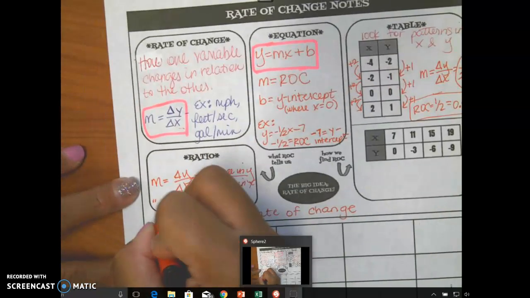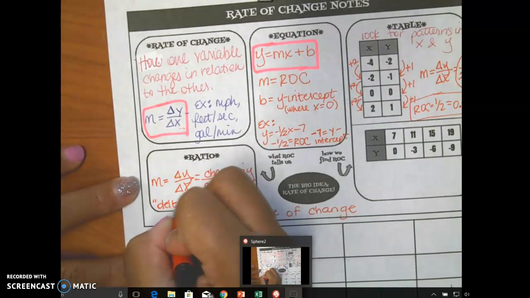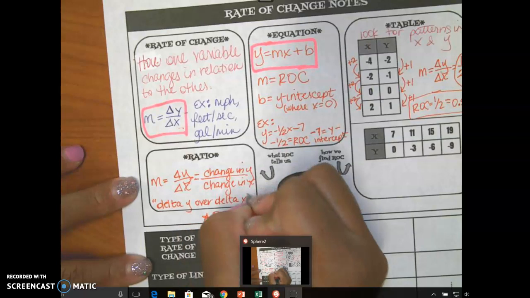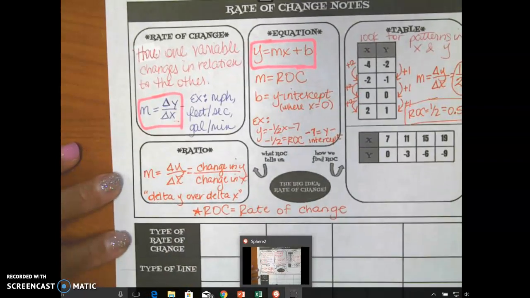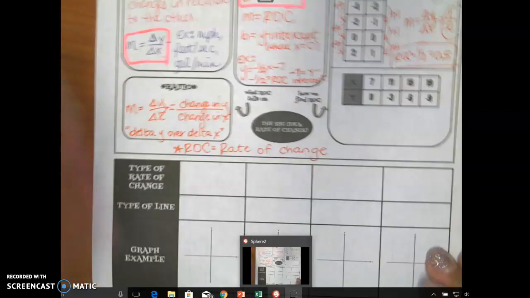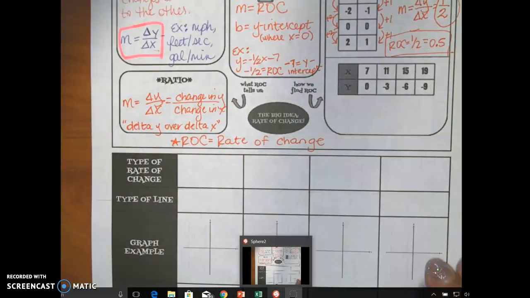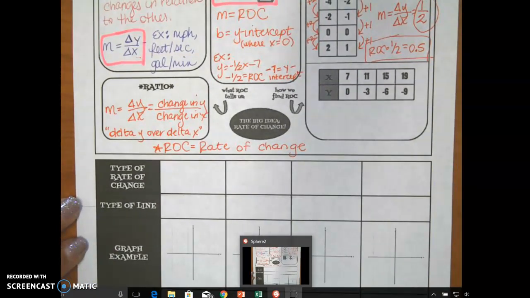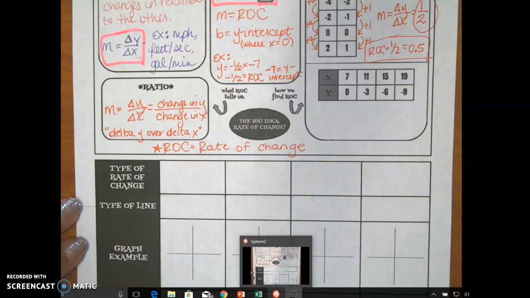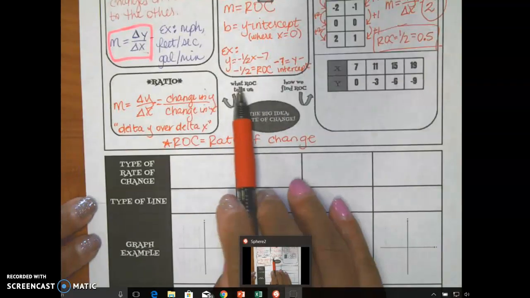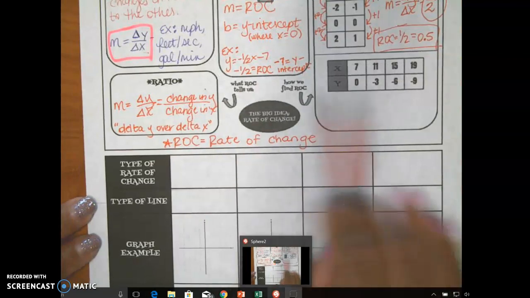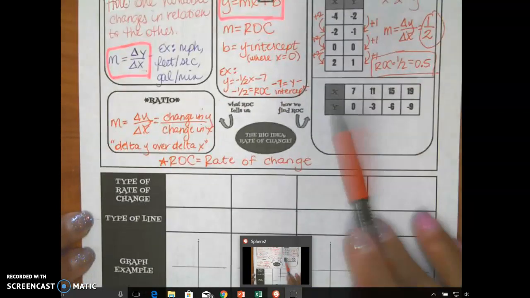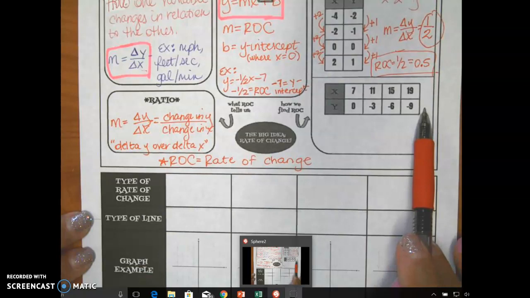So this is read as delta y over delta x. This tells us what our rate of change is, and this tells us how to find the rate of change. So now I have a different type of table. This table is vertical, this one's horizontal. It's still going to be delta y over delta x.